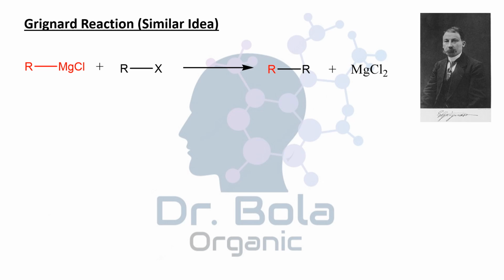There is another similar reaction, which is called Grignard reaction. In Grignard reaction, it's almost the same. We have alkyl magnesium chloride, which reacts with also a primary or methyl alkyl halide, so as to produce alkanes. Can you pause the video and think for 1 minute? How would this reaction happen?